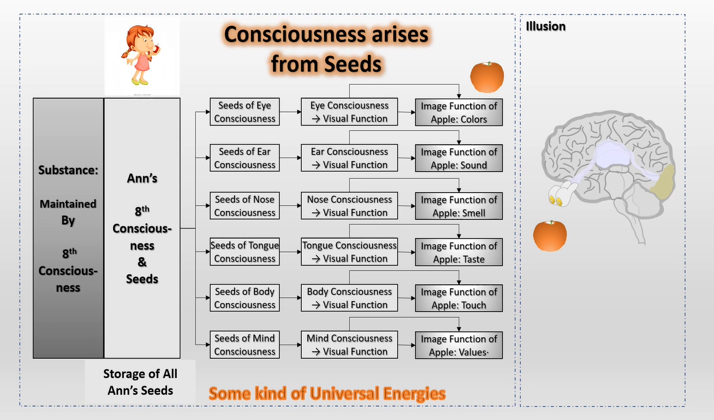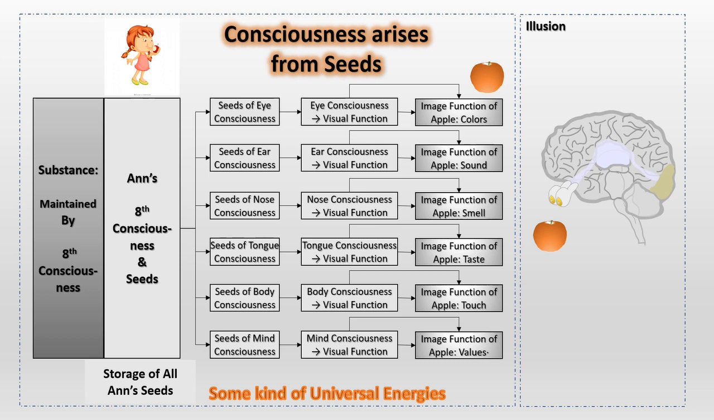An important point to note is that, according to Yogacara Buddhism, what Anne sees in the image function is created by the eighth consciousness which took the information from the substance. The substance is managed by the seeds in her eighth consciousness. What Anne sees might not really be an apple, or there is no such thing called apple. The same process applies to ear, nose, tongue, and body consciousness. Mind consciousness works slightly differently, but let us keep it simple, assuming the same process.